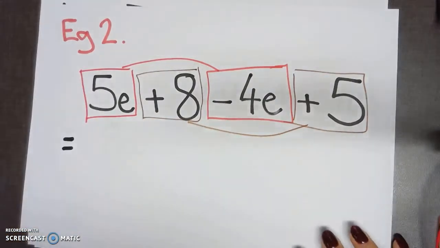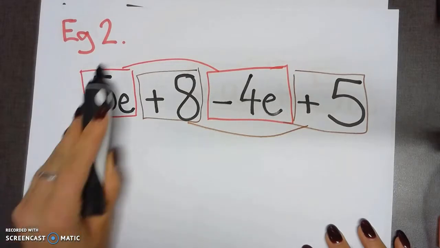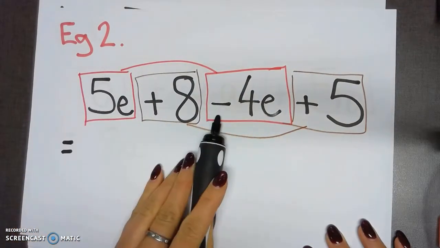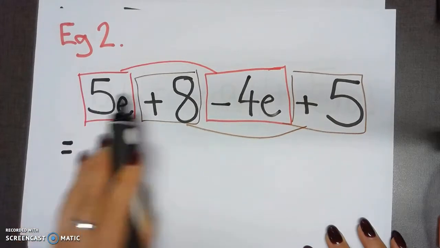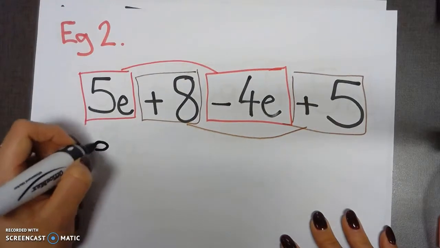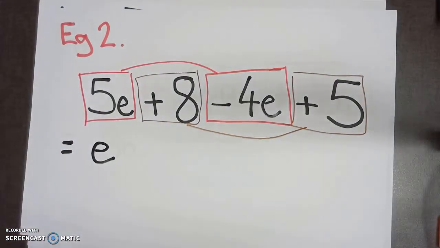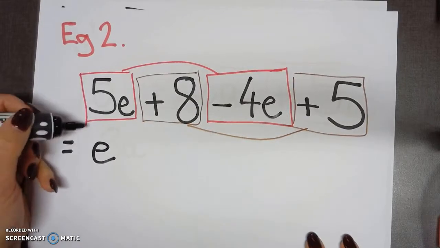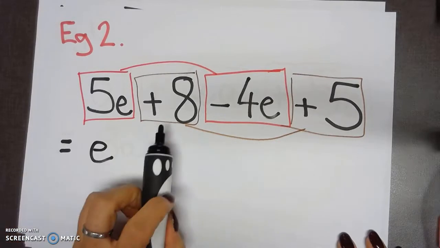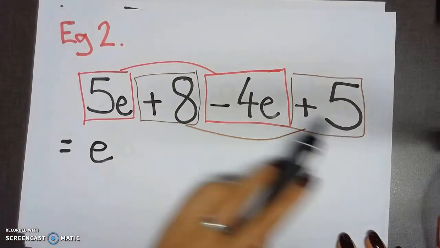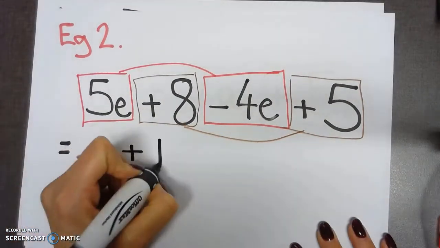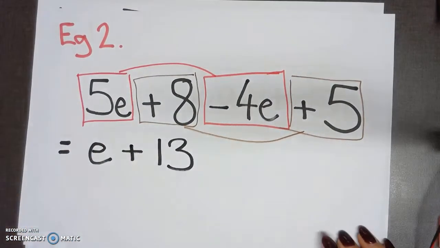Again, equal signs on the left. I start with the first pair: 5e subtract 4e. That leaves just 1e, and remember, we don't write the 1 as a coefficient, it's just e on its own. Then we've got positive 8 and positive 5. 8 plus 5 is positive 13.